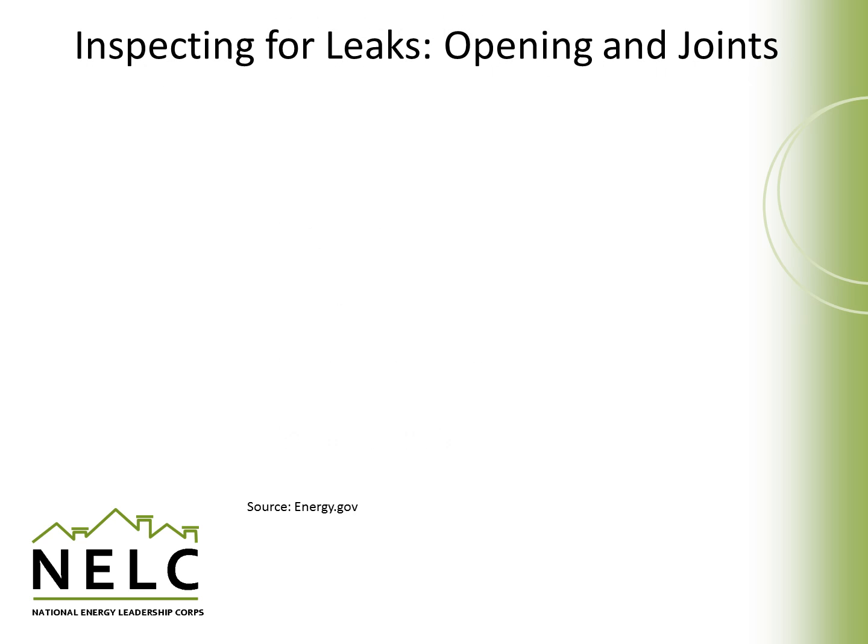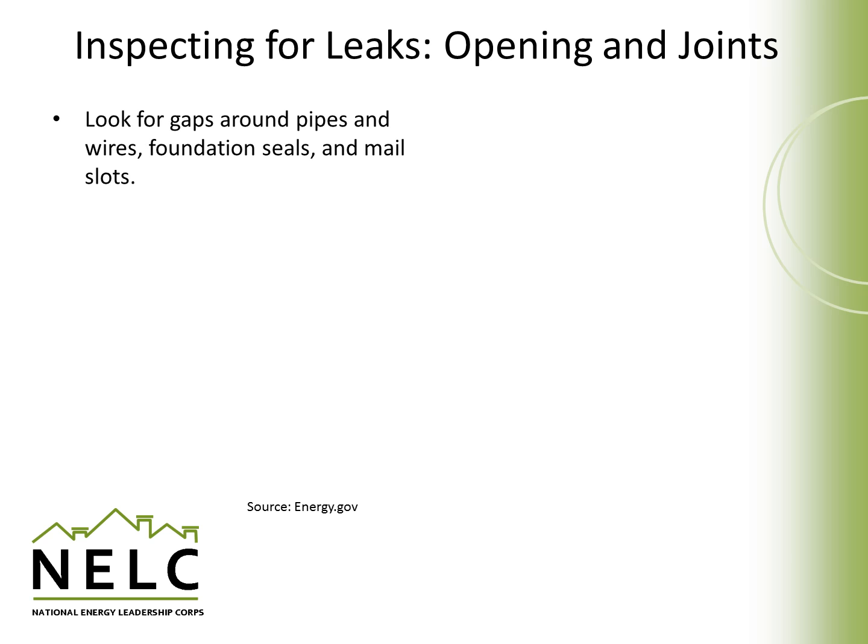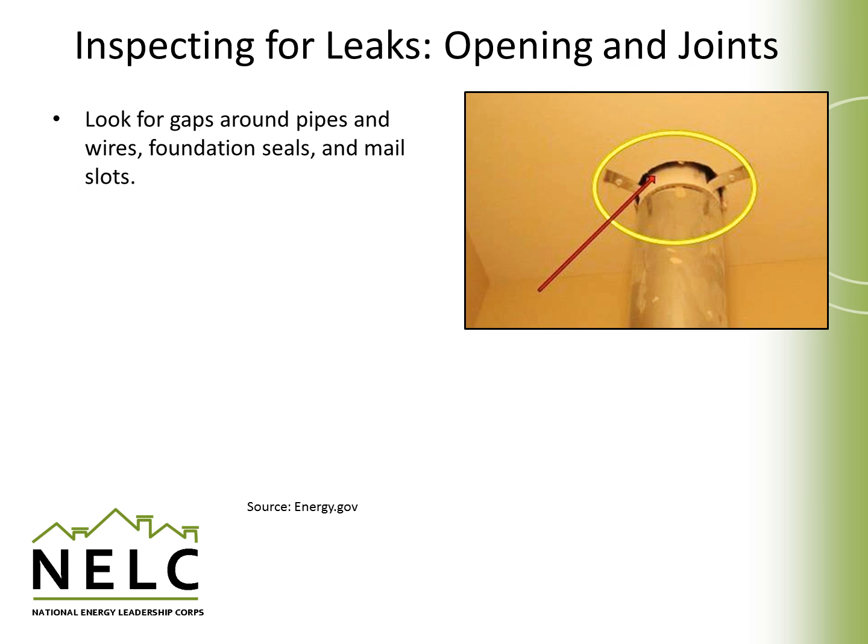Some good ways and places to look for leaks are any kind of opening in joints, specifically gaps around pipes, wires, foundation seals, and nail slots are very good places to look. This image, a dryer vent, is shown penetrating through a ceiling with a large gap, probably up into an attic space. This is a great place to add some sealants.